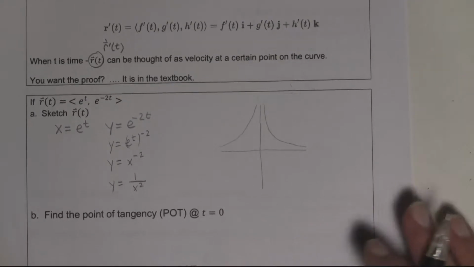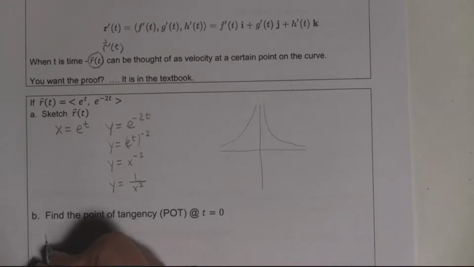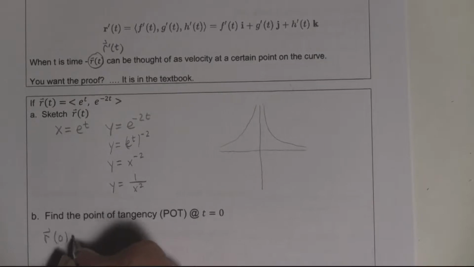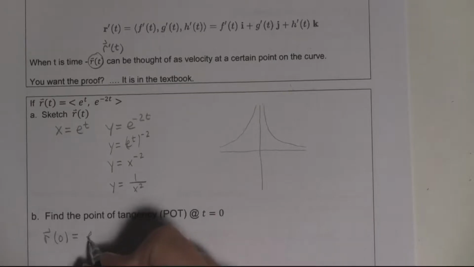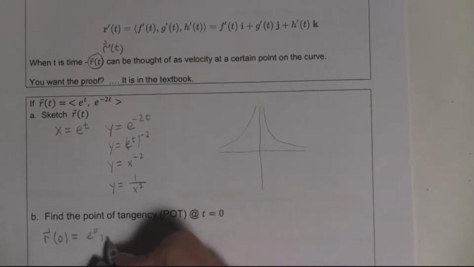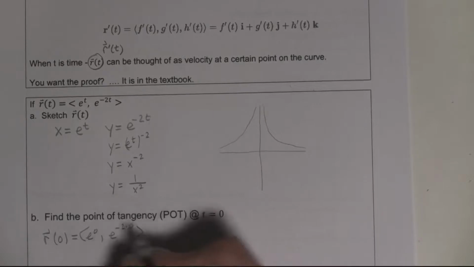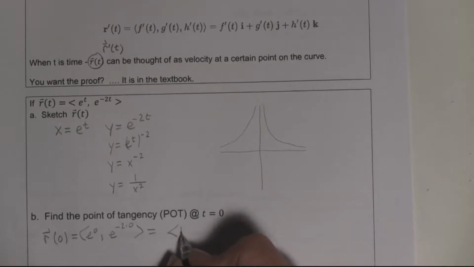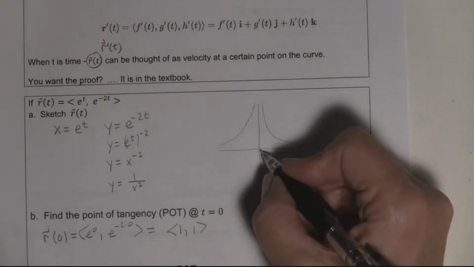Then the next thing I want to do is find the point of tangency. We want to find where they're wanting to find the tangent. So all they're asking me to do is put into r, they're asking me to find r at 0. This is the point on the curve where we're going to find the tangent. So that's e at 0, and then e to the negative 2 times 0. And so that's the vector 1, 1.